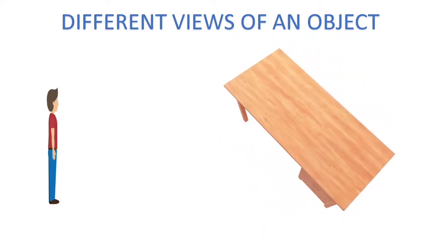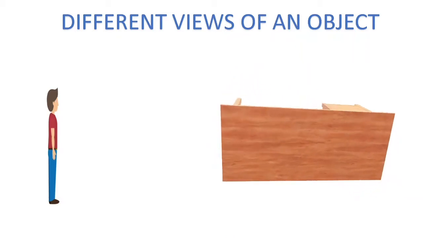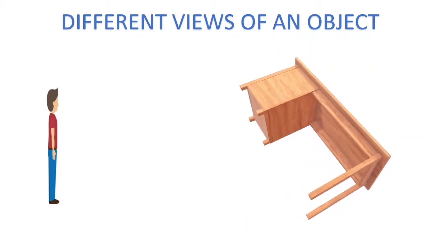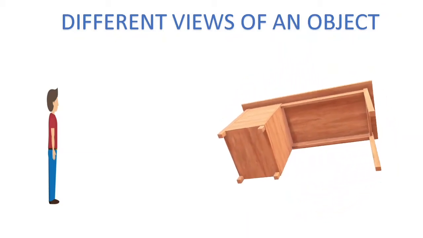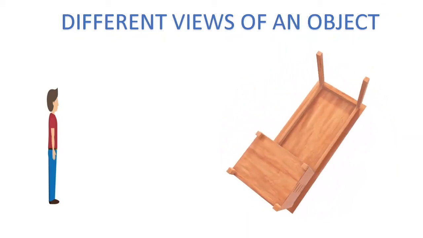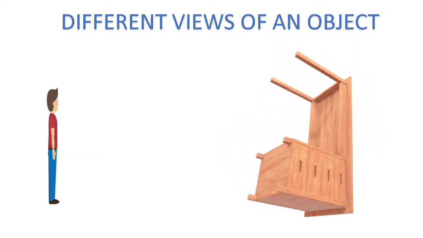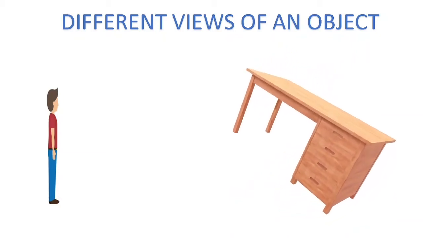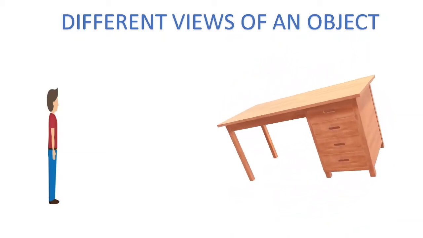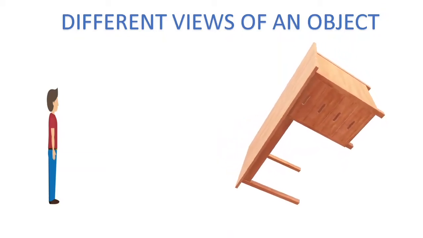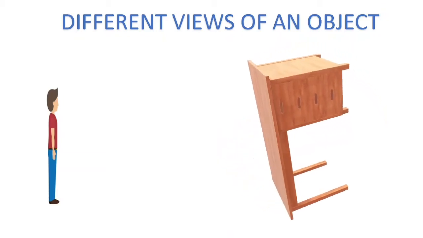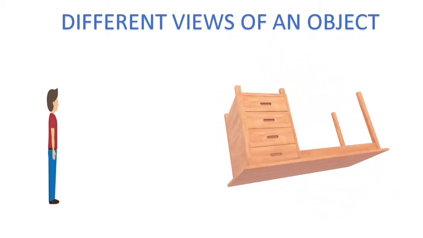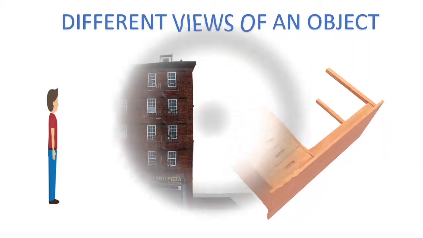Similarly, now it's rotating to another position. Now he is seeing the bottom of the table. So in this example, the object is revolving, but the person who is watching this object is at a standstill. His position is not changing, only the object's position is changing. Okay, let me show you another example.